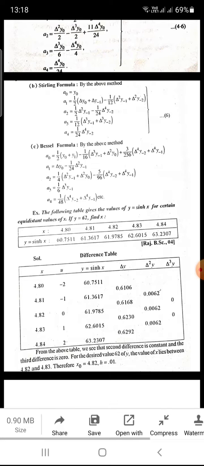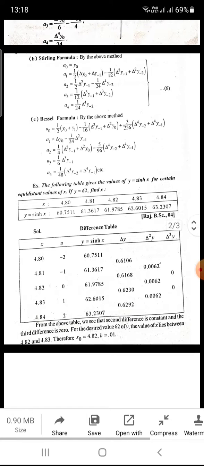So similarly, we can obtain the values of the A's for the Stirling and Bessel's formulas. For example, if we derive the Stirling formula by our method, we can say that A0 is equal to y0, A1 is equal to 1 upon 2 (delta y0 plus delta y minus 1) minus 1 upon 12 (delta 2 y1 minus delta 2 y minus 2). A2 will be half delta 2 y minus 1 minus 1 upon 24 delta 4 y minus 2 and A3 is equal to 1 upon 12 (del cube y minus 1 plus del cube y minus 2) and A4 will be 1 upon 24 del 4 y minus 2.